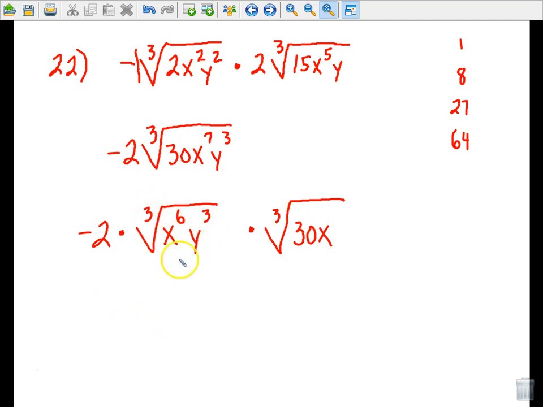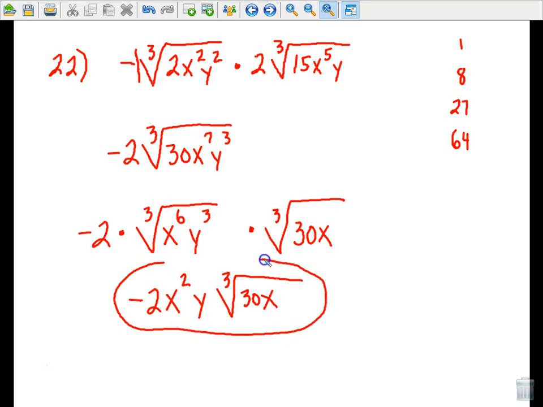Okay, so simplifying this radical, first I'm just going to bring down the -2. Simplifying this radical, the cube root of x to the 6th is x to the 2nd, and the cube root of y cubed is just y. And remember, we just brought down the -2 to multiply times all of that, and then that is being multiplied times this radical that could not be simplified. So that ends up being your answer for number 22. -2x squared y times the cube root of 30x.